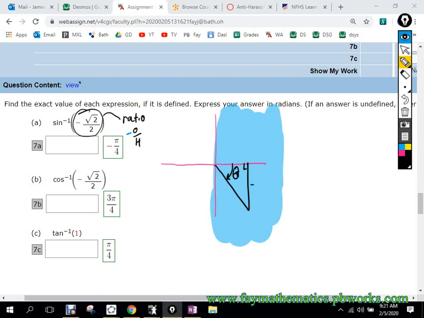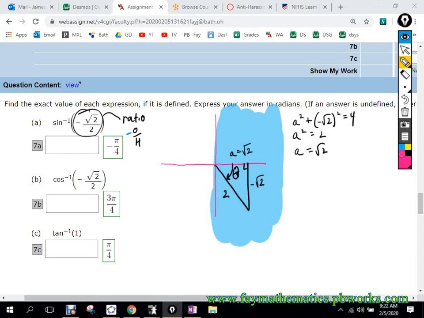Opposite, negative radical 2, right? Hypotenuse, 2. Okay. Pythagorean theorem is going to tell me that I could take this distance here, which is going to be a squared plus negative radical 2 squared equals 4, 2 squared. Okay? So your a squared is going to equal, so that's going to be 2. Subtract that 2 from the 4, I get 2. So doesn't a have to be radical 2?